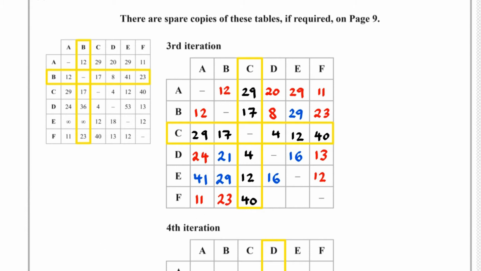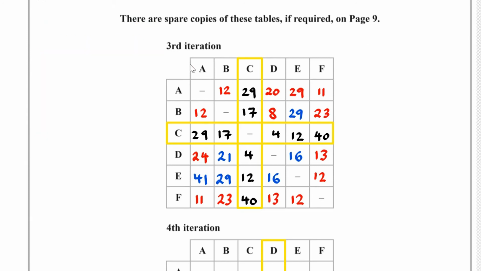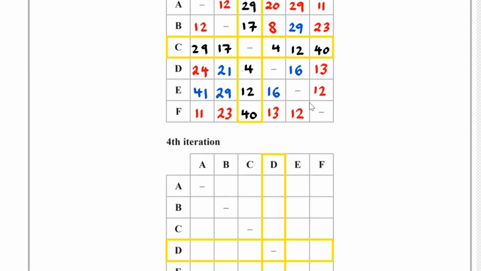We then compare the 40 plus 4 with the 13. The 13 is smaller. And then we compare 40 plus 12 with the 12. 12 is smaller. So here we have completed our third iteration. Let's now complete the fourth iteration.